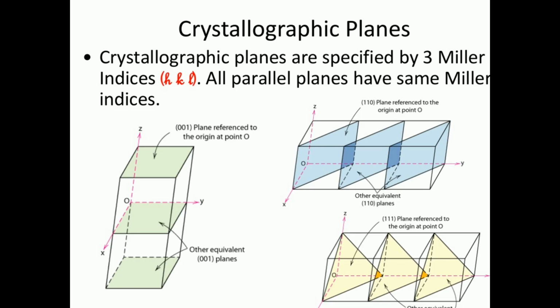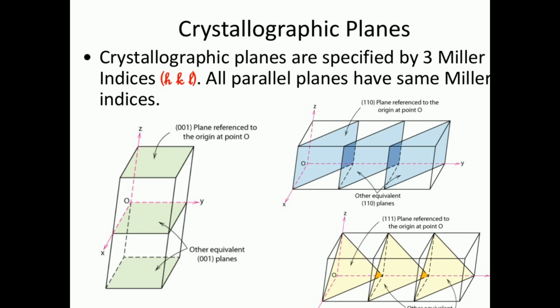See this 110 plane is referred to this origin at the point 0. From a slightly different angle, this is another equivalent of the 110 plane. The third one is 111. This plane is referred to this origin at the point 0, seen from different angles, and is equivalent to the other 111 planes. The x and y directions have totally different intercepts.